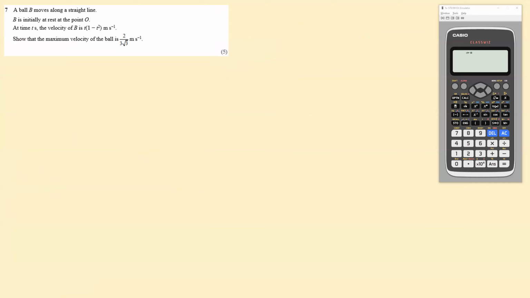Finally, number 7. A ball B moves along a straight line. B is initially at rest. At time t, the velocity is t(1 minus t squared). Show that the maximum velocity of the ball is equal to this.